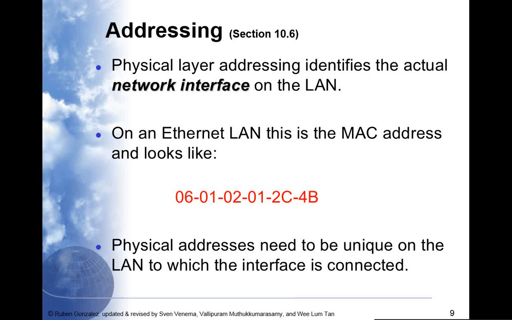Looks like hexadecimal, right? Just from there's a B in there and a C. So let's go with hexadecimal, and that means that there are 1, 2, 3, 4, 5, 6 hexadecimal values, right? And each digit is a hexadecimal digit, right? So there's 6 lots of 8 bits. Okay. Physical addresses need to be unique on the local area network to which the interface is connected.